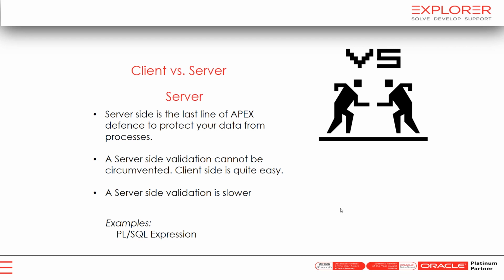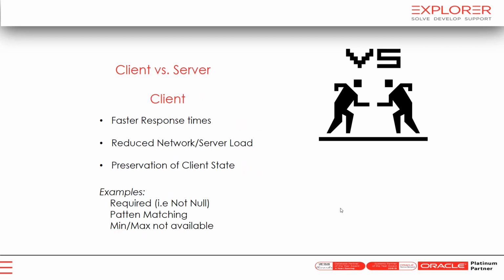A server side validation is slower. So you sometimes see the spinner loading the page. It's got to run it on the server. It's got to get the explain plan sometimes, and it's just expensive. On the client, you've got faster response times, great for the grid, reduced network server load, and you've got this thing called preservation of client state, and there's some examples below.